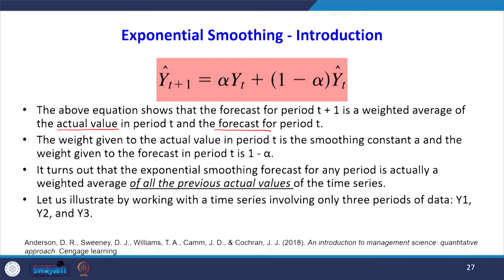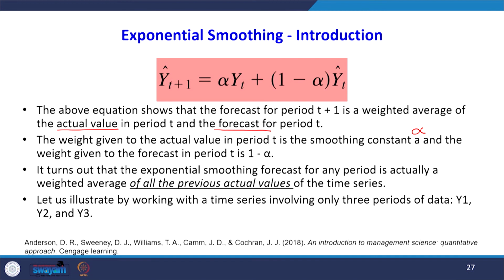The weight given to the actual value in period t is the smoothing constant alpha, and the weight given to the forecast in period t is 1 minus alpha. It turns out that the exponential smoothing forecast for any period is actually a weighted average of all of the previous actual values of the time series. In coming slides I will explain how the value of alpha decreases.